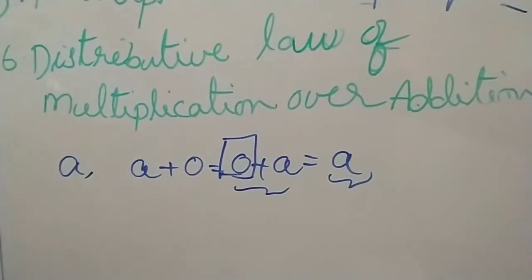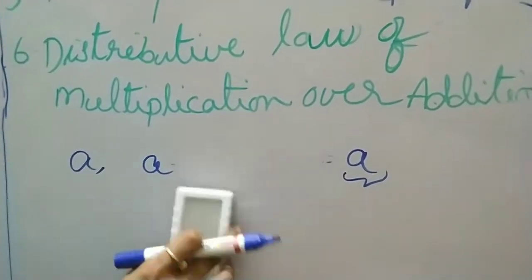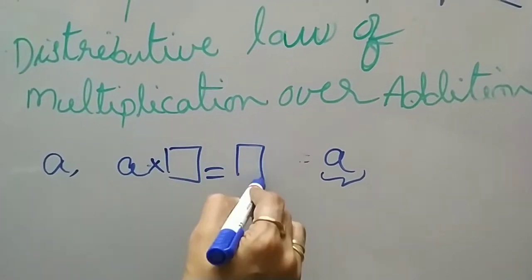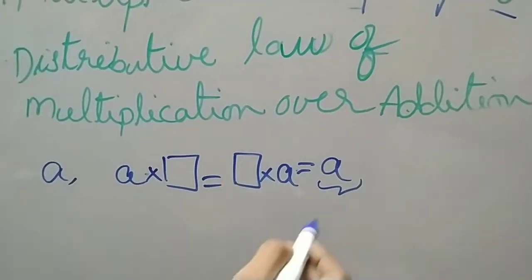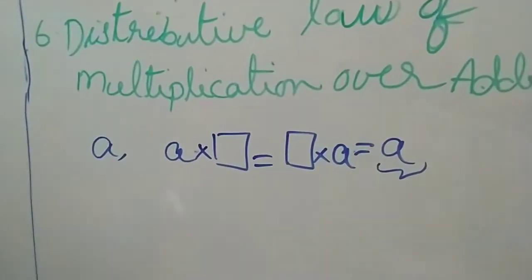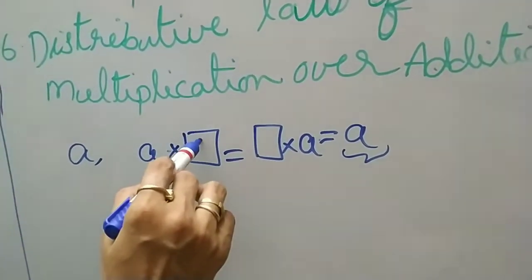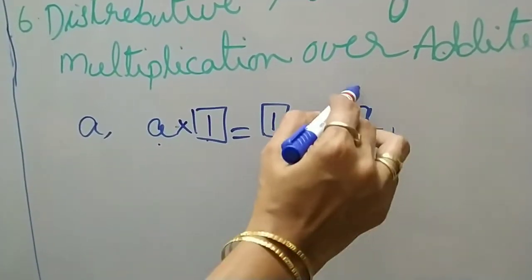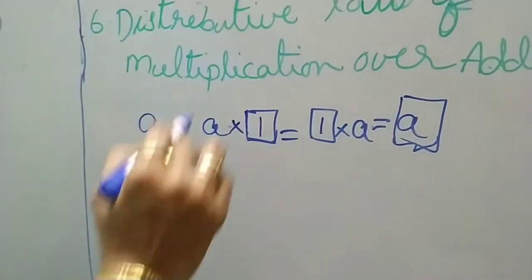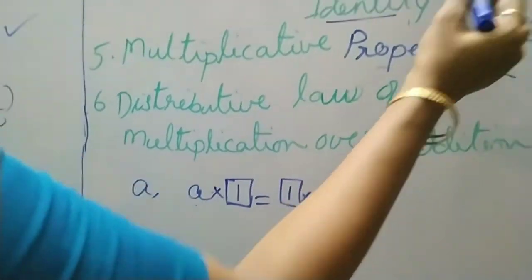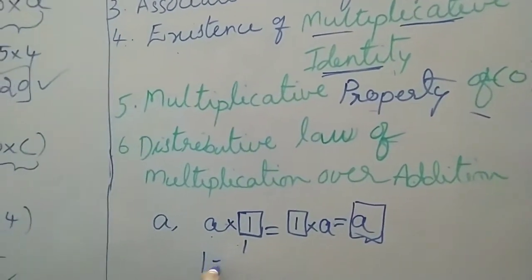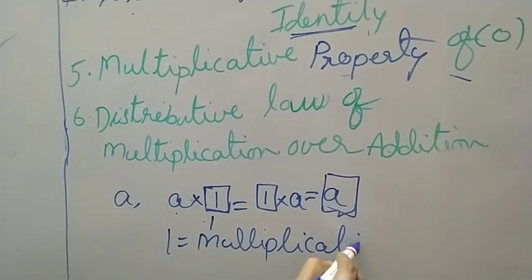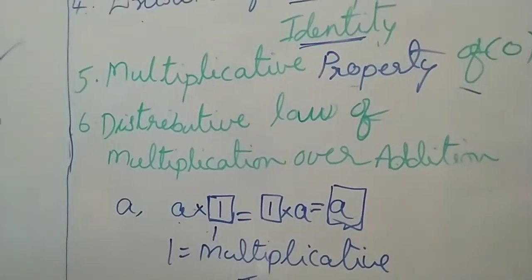When it comes to multiplication, a into some number, and we don't know this number. Again I am multiplying with a, and you have to get a only here. See, when will we get this? If you multiply with 1 only, a into 1, or you do 1 into a, you will get that number only. So here 1 is your multiplicative identity. Multiplicative identity, that is 1.